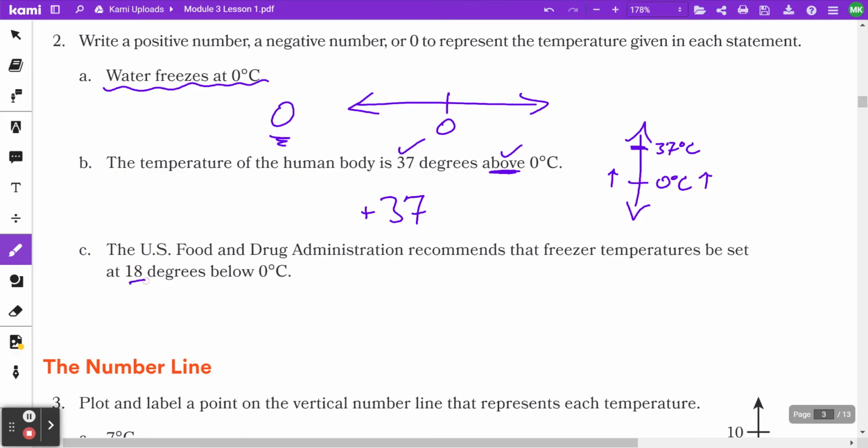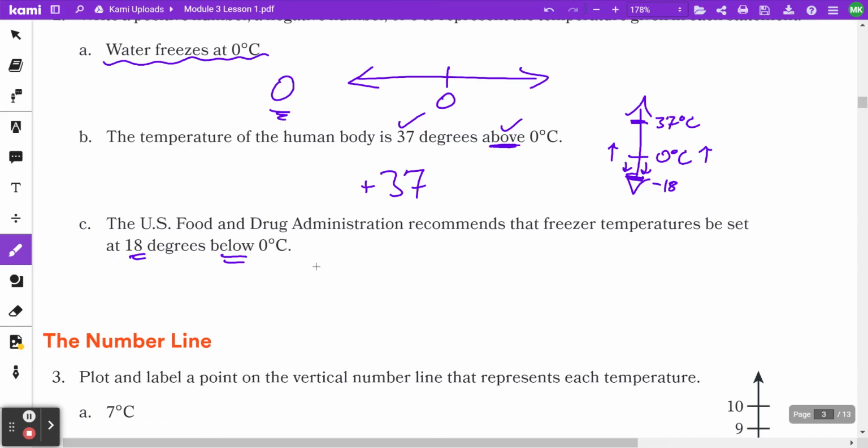18 degrees below 0. Below. Well, for 18 degrees below 0, right, below 0, that's going to be a negative. There you go. So negative 18, like that. And we tend to draw the negative like a subtraction symbol like that. Like there's just a subtraction symbol before the 18.